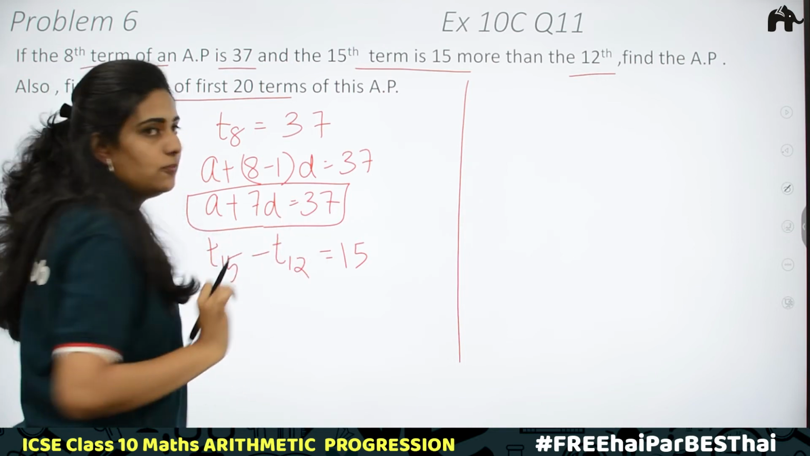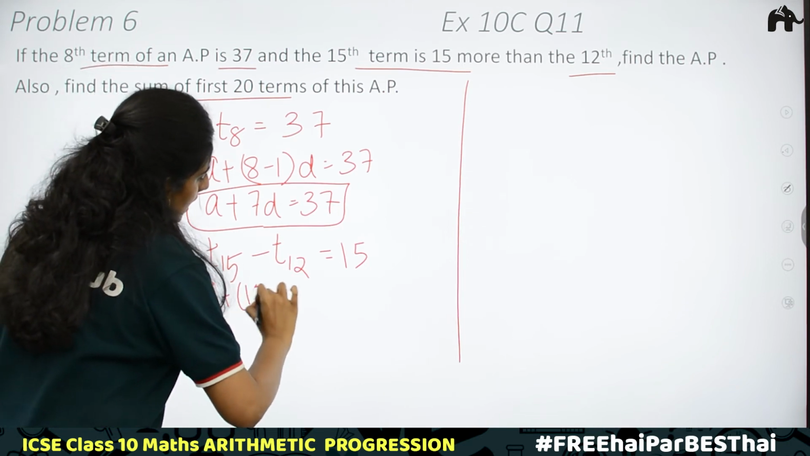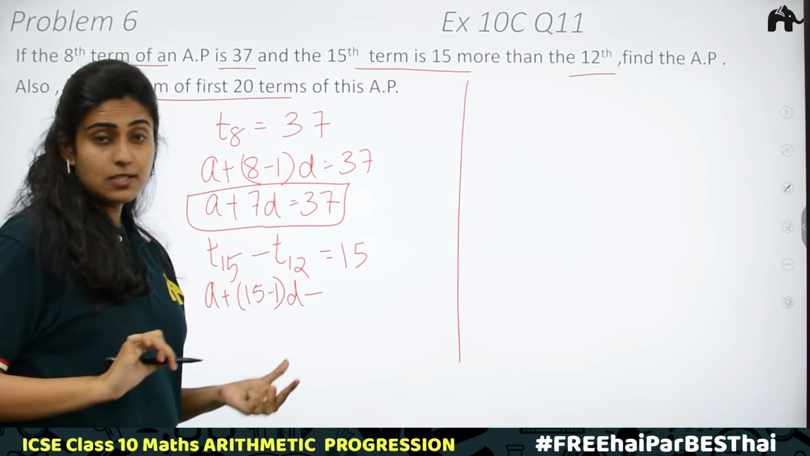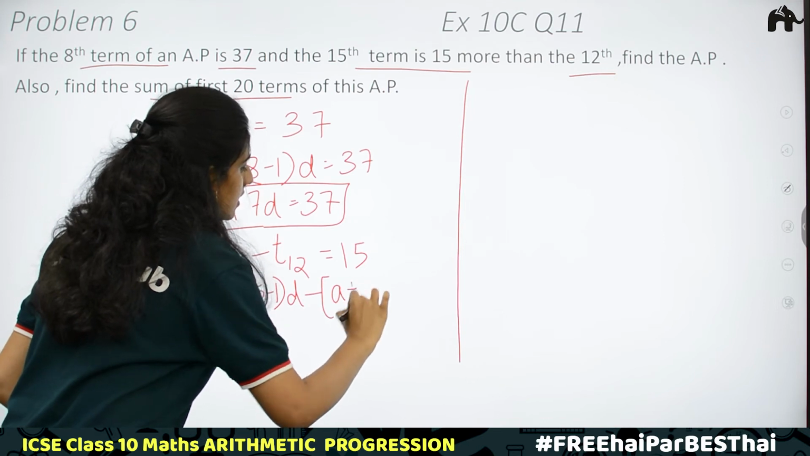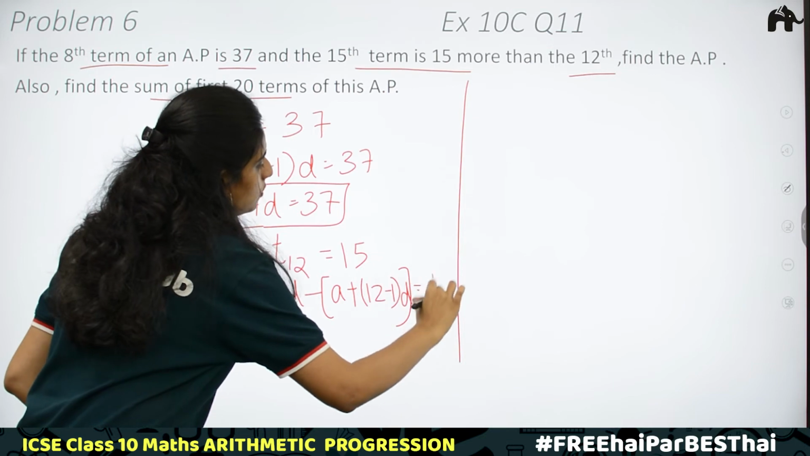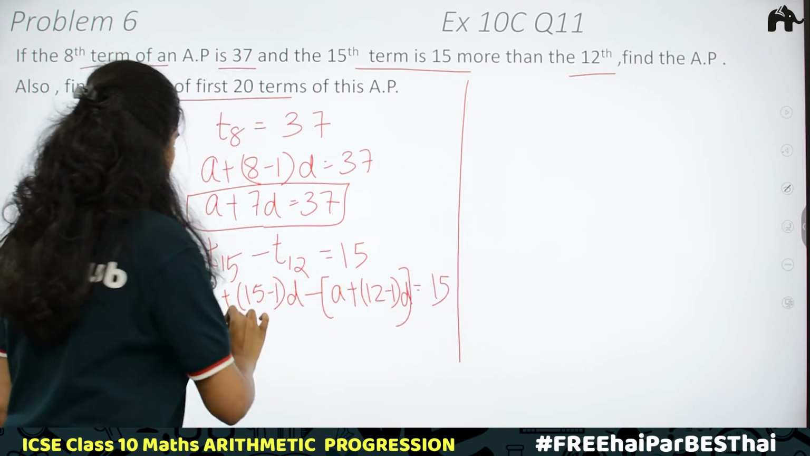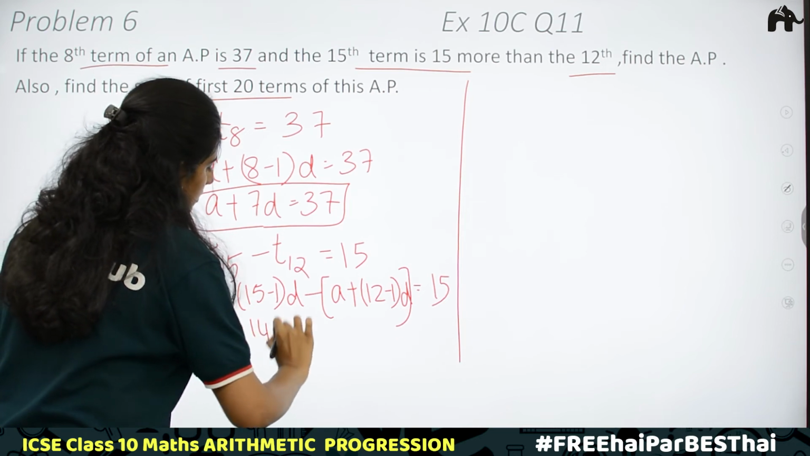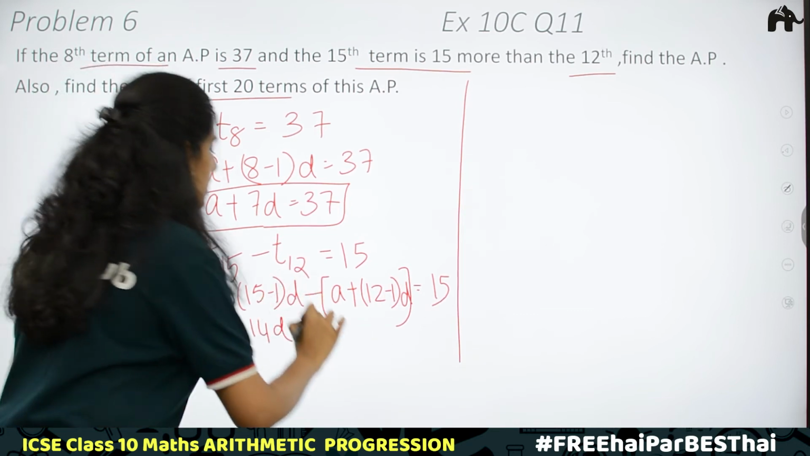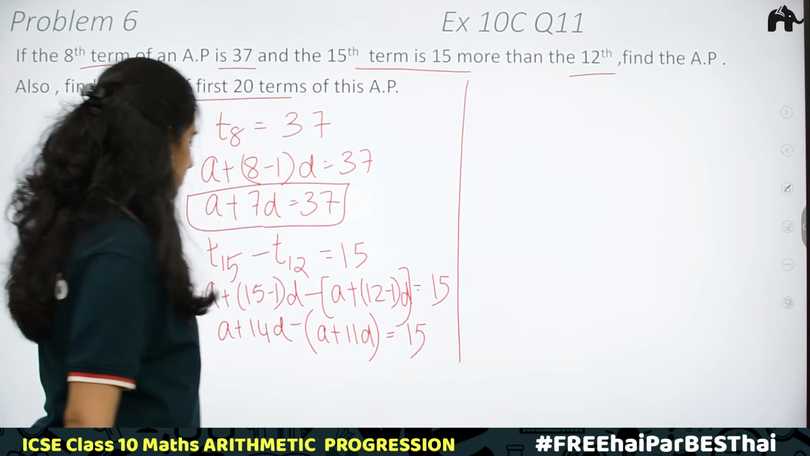Now, what is the 15th term? How can we write the 15th term? a plus (15 minus 1) into d. How can we write the 12th term? a plus (12 minus 1) into d. That is equal to 15. a plus (15 minus 1) into d, a plus 14d, minus (a plus (12 minus 1) into d), which is a plus 11d, that is equal to 15.